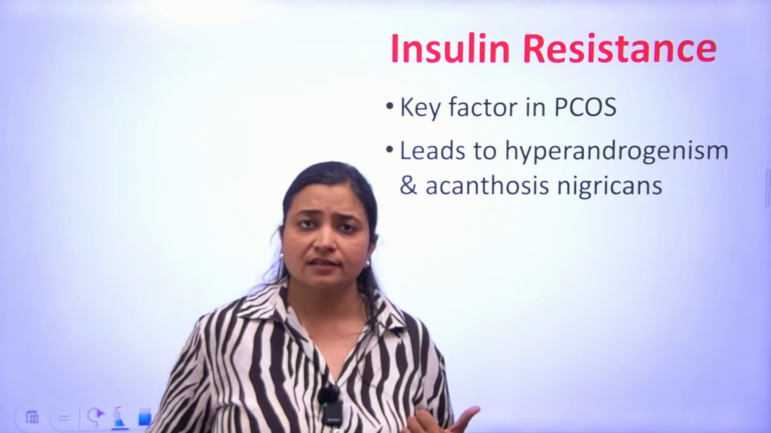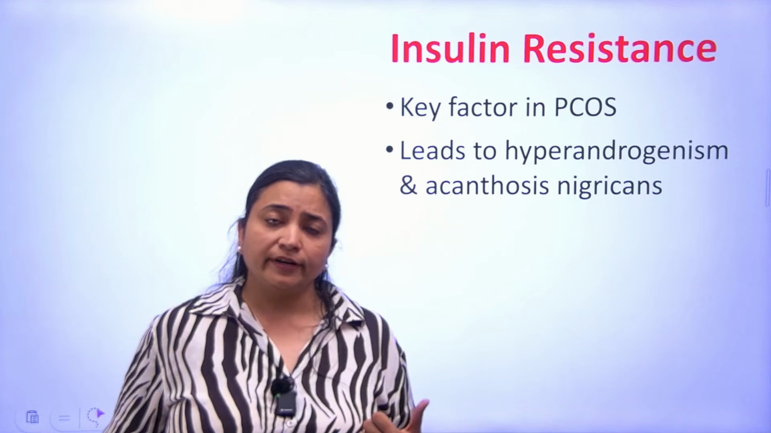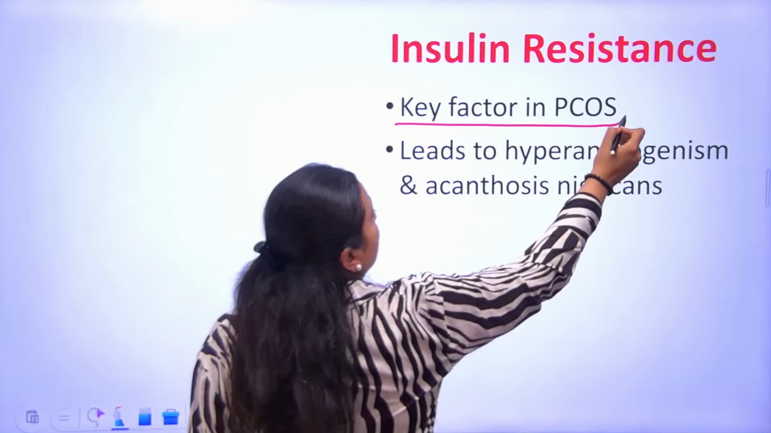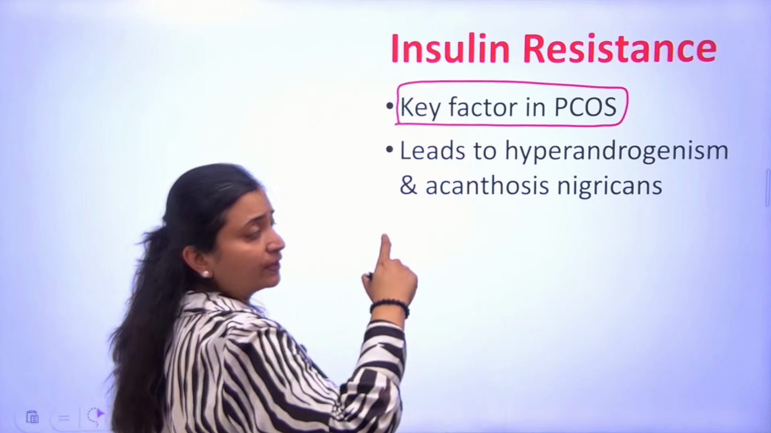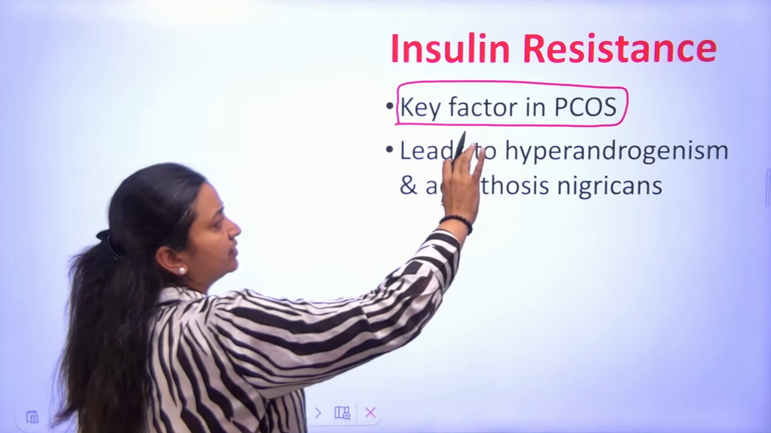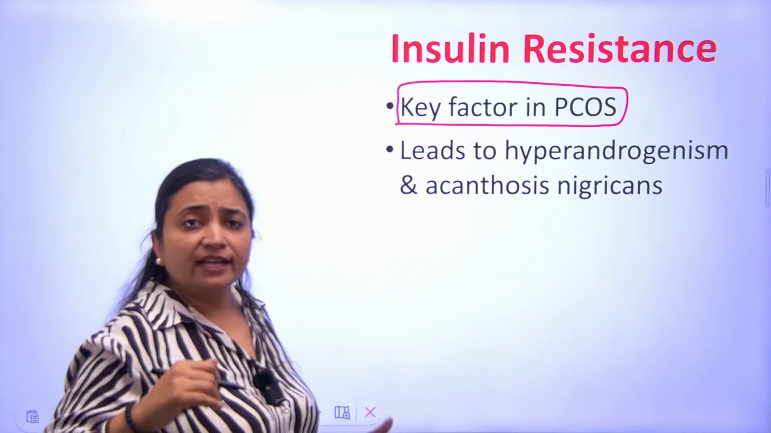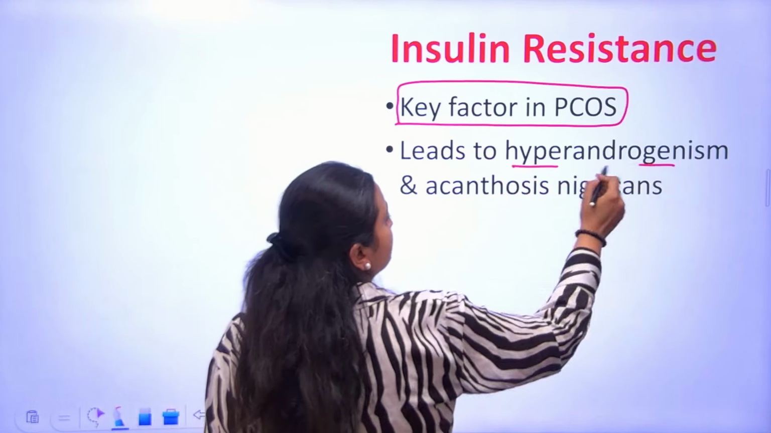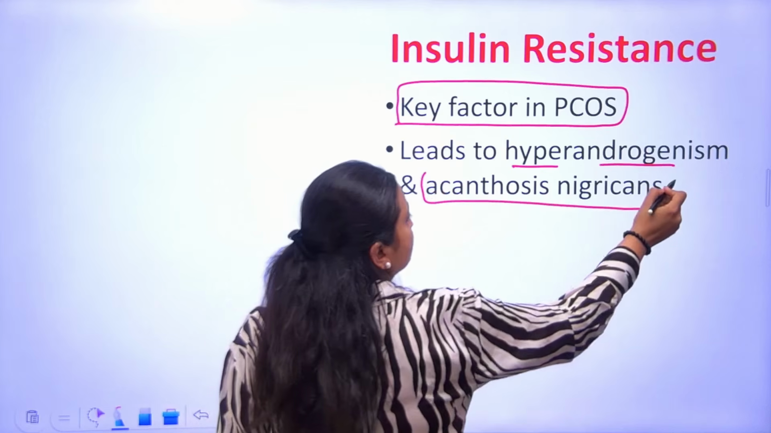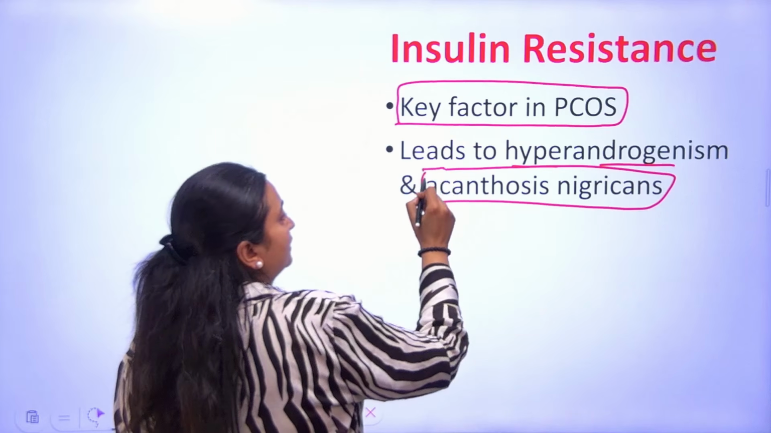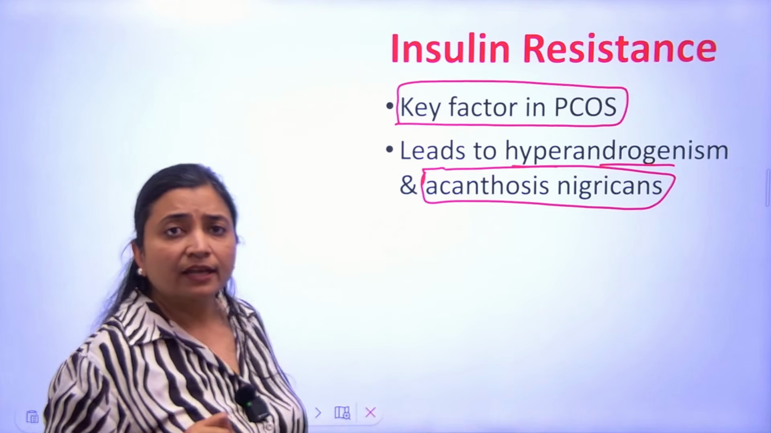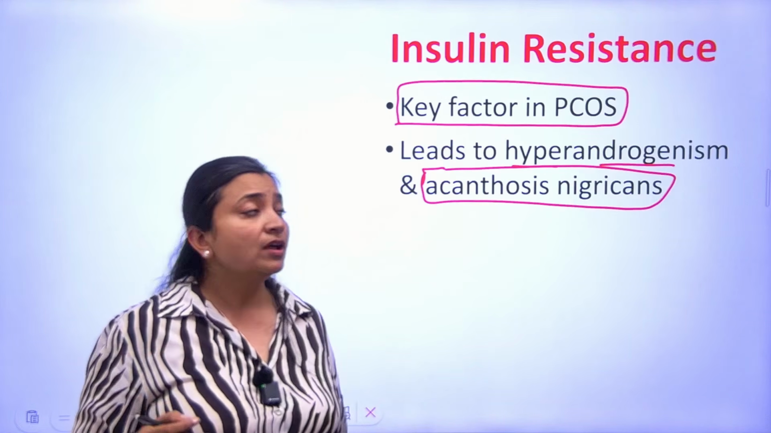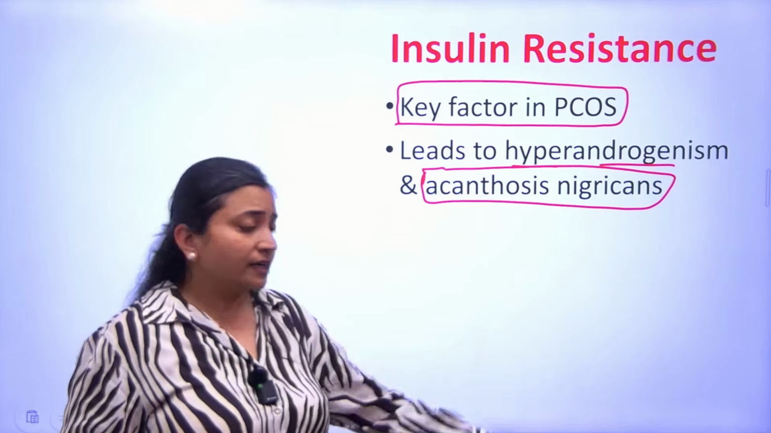Insulin resistance. The woman has insulin in the body, but it is not working. It is a key factor in PCOS. I will be coming back to this later in the pathophysiology. You should know what insulin resistance is: insulin in the body is not able to work. So it leads to hyperandrogenism and acanthosis nigricans. Acanthosis nigricans are the skin changes in the body of a woman with PCOS which show hyperandrogenism. We will be talking about all these in the clinical features.